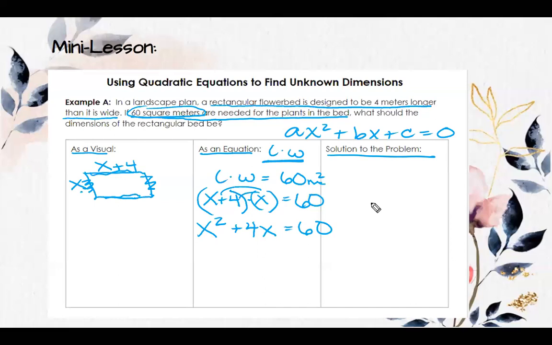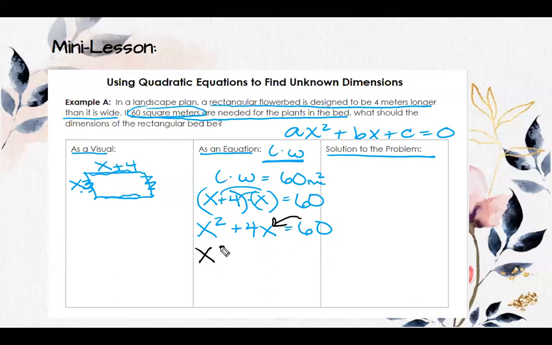What can I get? What's on the other side of my equal sign? 60. So can't I just move 60 to the other side? Yes. So how would I move that? Good. So I want this to equal 0. Right now it equals 60. So can I just bring this over?